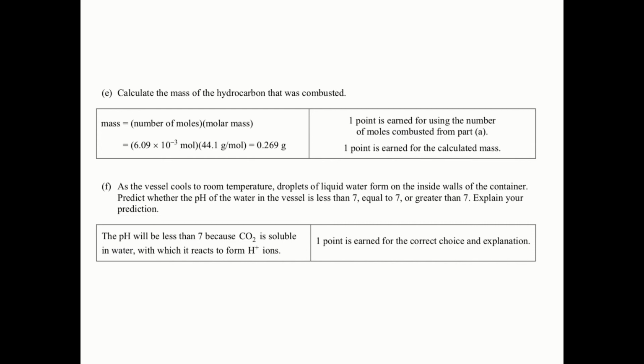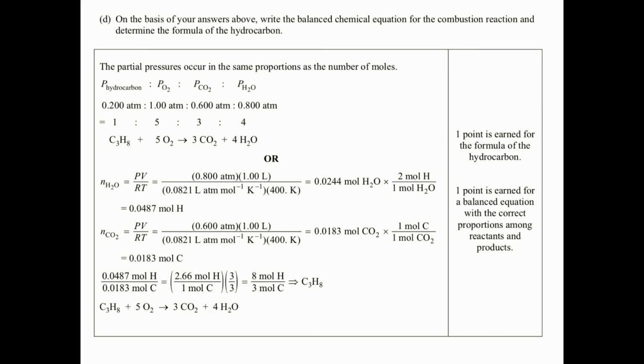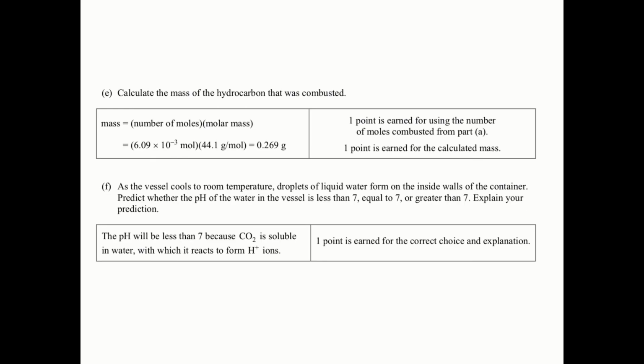Finally, for F, it says as the vessel cools to room temperature, droplets of liquid water form on the inside walls of the container. Predict whether the pH of the water is less than, equal to, or greater than 7. So keep in mind, if you look at your products, let's look at our reaction right here. I've got CO2 and water. Remember, carbon dioxide will react with water to form carbonic acid. Okay, so since CO2 will dissolve in water, the pH will be less than 7. Okay, because CO2 will react with water to form, you can either say carbonic acid or just an acid.